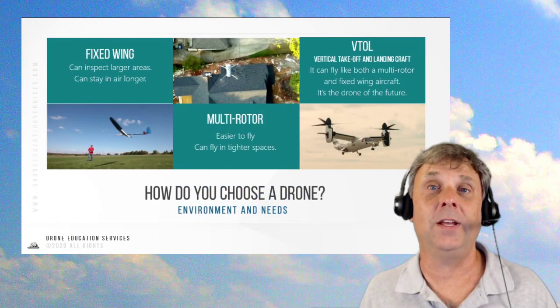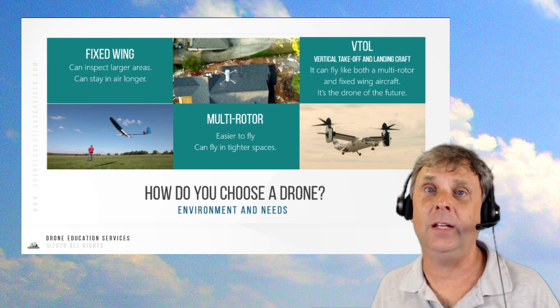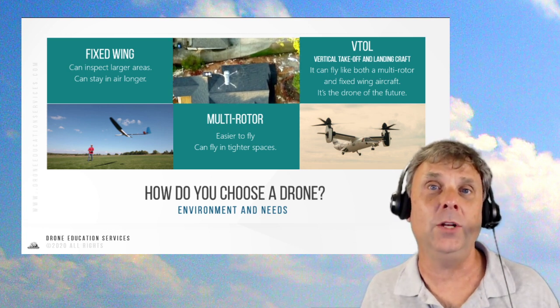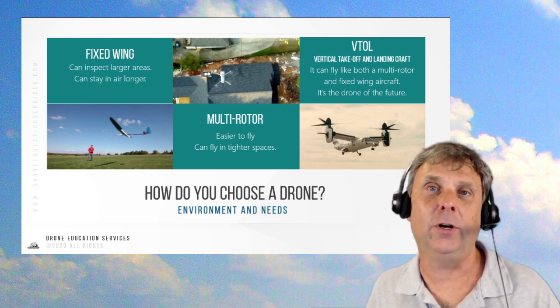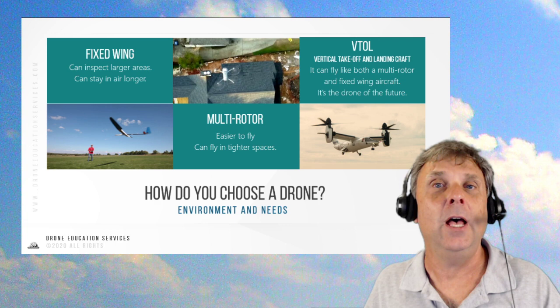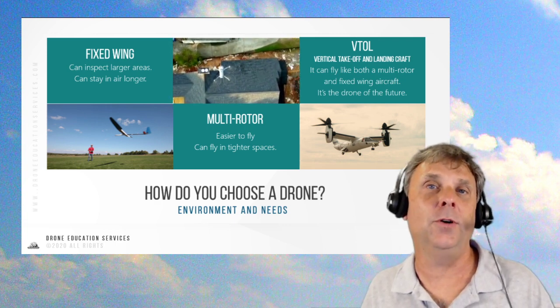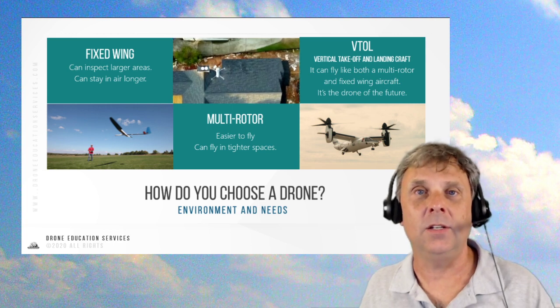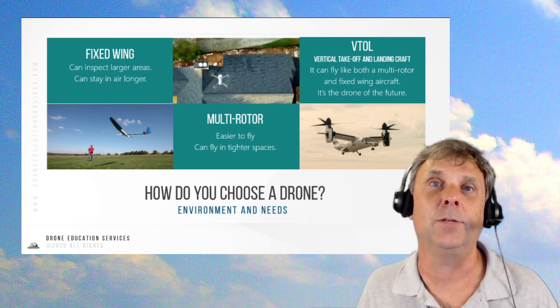So how do you choose that drone? Well, think about it as environments and your needs. Now, a fixed wing drone is shaped like an airplane. It's got a singular motor in the front, and the wingspan helps it to glide. So, what does that do? It allows that drone to stay in the air longer because when it's in the air, the motors don't have to work as hard, so it's not draining the battery as much.